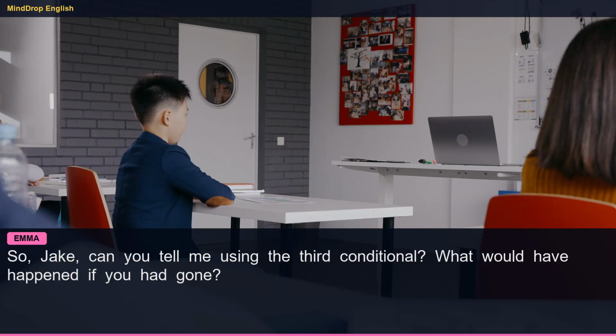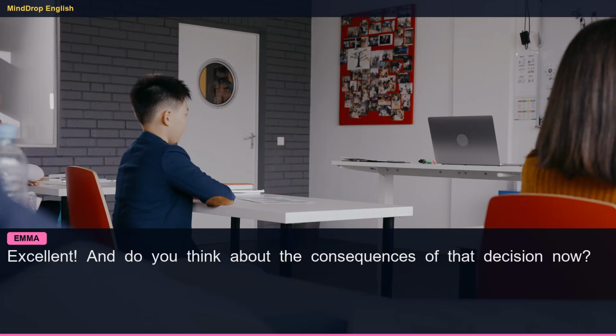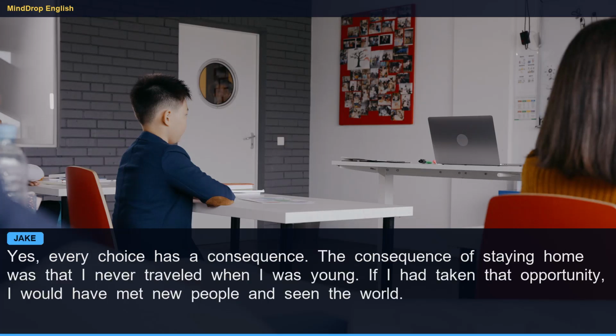So, Jake, can you tell me using the third conditional? What would have happened if you had gone? If I had gone to Spain, I would have learned Spanish fluently. And if I had learned Spanish, my life would have been very different. Excellent. And do you think about the consequences of that decision now? Yes, every choice has a consequence. The consequence of staying home was that I never traveled when I was young. If I had taken that opportunity, I would have met new people and seen the world.